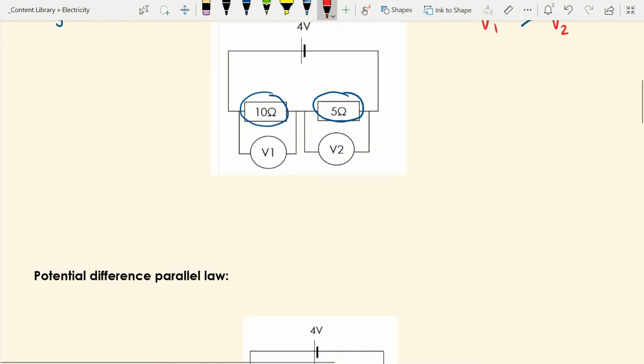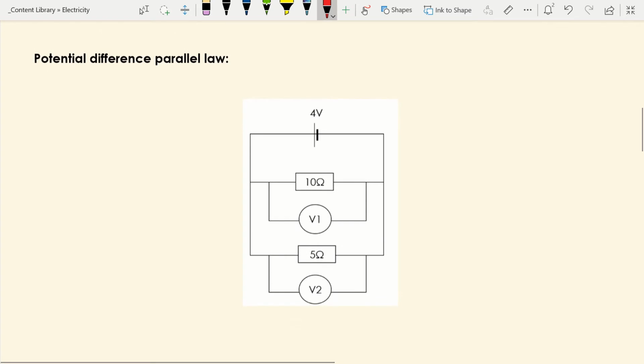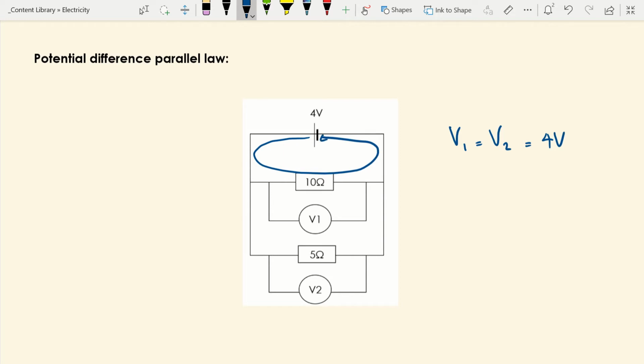Okay, so if we then have a look at our potential difference in parallel, the way this works is that V1 must be equal to V2, because if you measure the potential difference across parallel components, you always measure the same value. And in this particular circuit, that's actually going to be equal to 4 volts, because there's no other components in series or anything. So if we draw a loop around here, the total EMF we've got is 4 volts. Therefore, the total potential difference around this loop must be 4 volts as well. So V1 must be equal to 4.